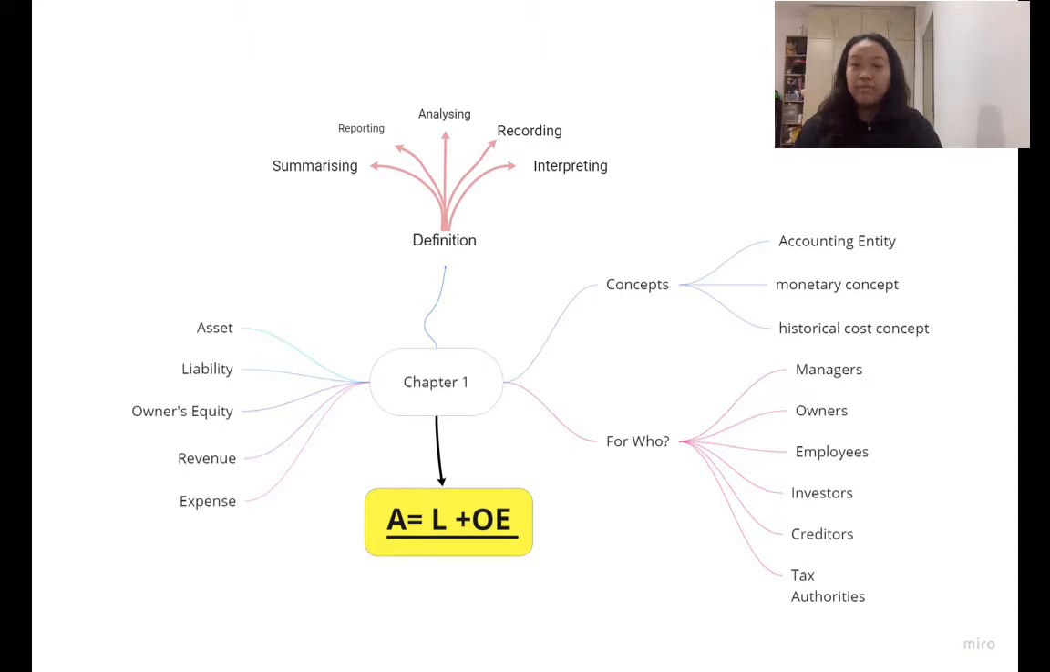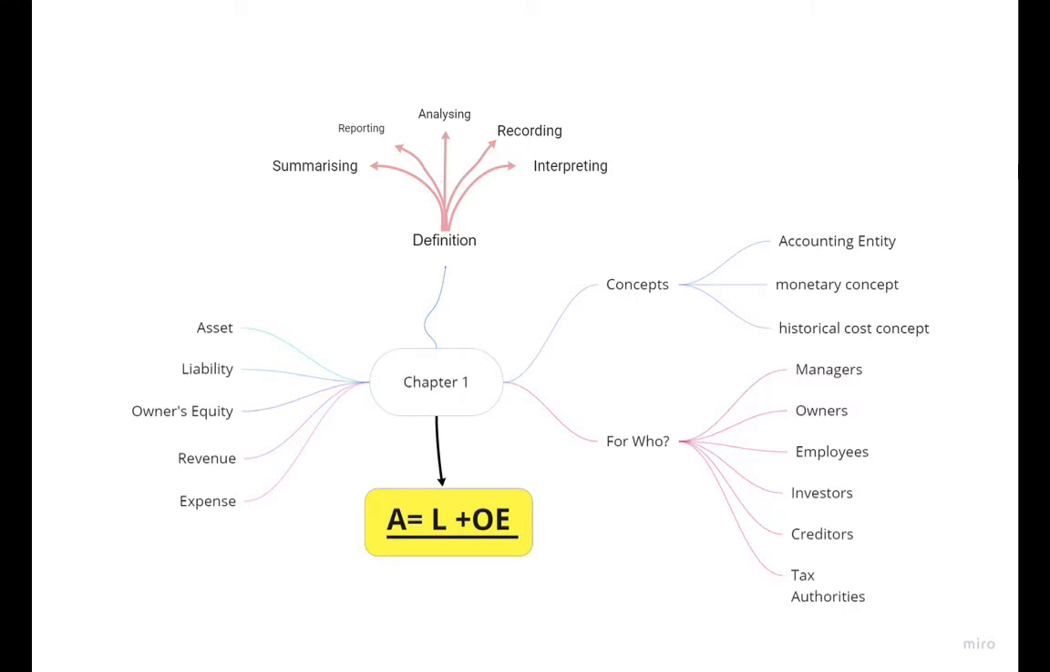For the last point, we learned 3 accounting concepts. The first one is called the accounting entity concept. Owner and business are separate business identities. Therefore, owner's personal transactions are kept separate from the business. Secondly, the monetary concept. A transaction will only be recorded if it is measured in monetary terms. And the last one, the historical cost concept. Only record transactions for the actual amount paid. The amount paid will not be adjusted due to inflation or market changes.